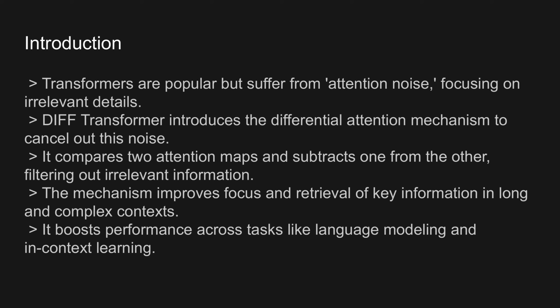The authors start by talking about how transformers, particularly the decoder-only models, have become the go-to architecture for large language models. The attention mechanism is central to the transformer's ability to weigh the importance of tokens in a sequence. However, there's a big issue. Transformers often over-allocate attention to irrelevant details, or what they call attention noise. So the problem is that transformers can get distracted by unimportant information, which reduces their accuracy.